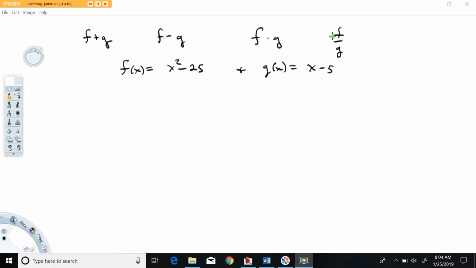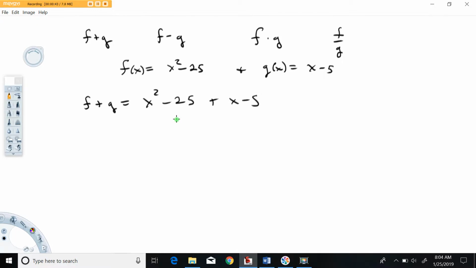So functions add just the way you think they might. F plus g means take this function, add it to this function. That's going to equal x squared minus 25 plus x minus 5. This can be simplified, these two things. I'm not even going to bother. I'm just going to leave it as is and move on.